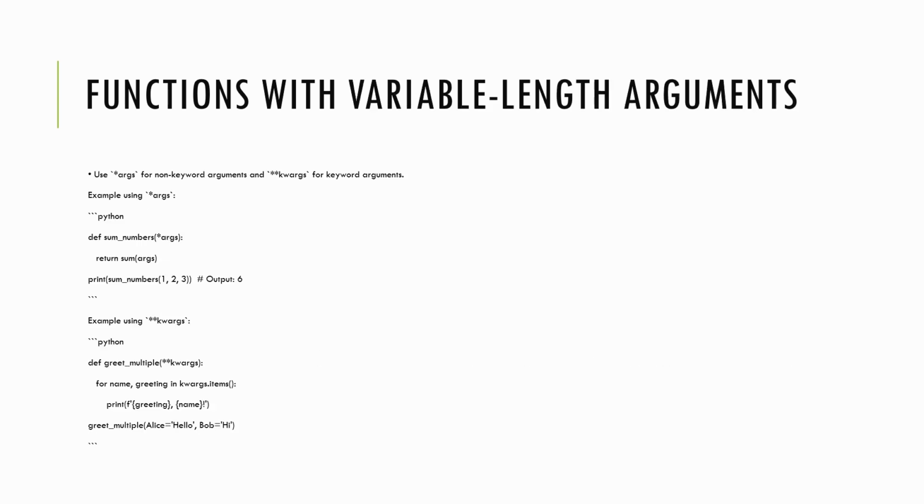With variable length arguments, Python provides even more flexibility. Using *args, you can pass a variable number of non-keyword arguments. Similarly, **kwargs lets you pass a variable number of keyword arguments. This is perfect for situations where you don't know how many arguments might be passed to your function.